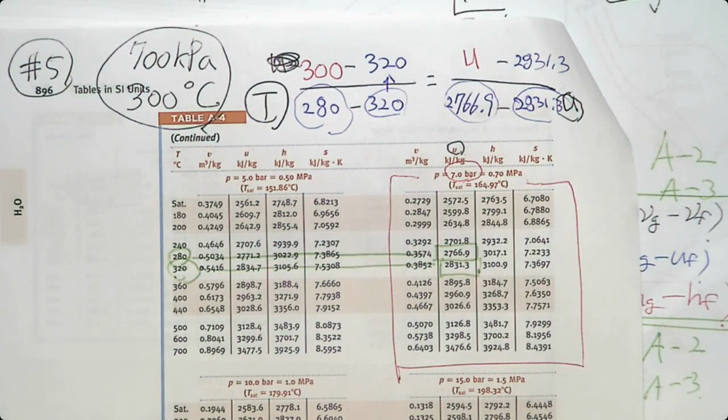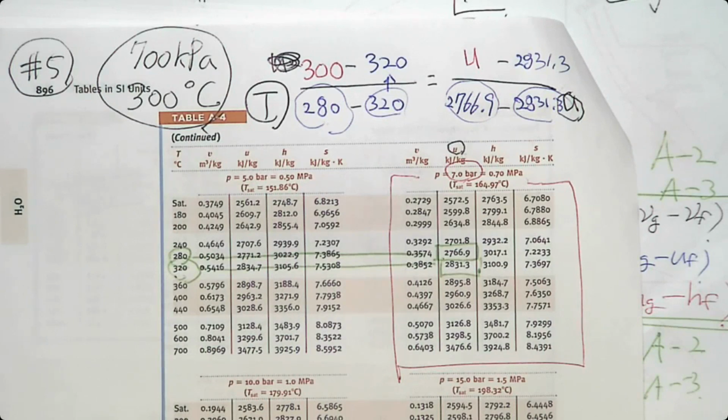What if you want to evaluate U at 600 kilopascal? Do we have 600? No, there's a 500, there's 700. Then you can do a linear interpolation between these two. What if you want to evaluate U at 600 kilopascal, 300 degrees Celsius? Then you need to do a linear interpolation between these two and between these two points.